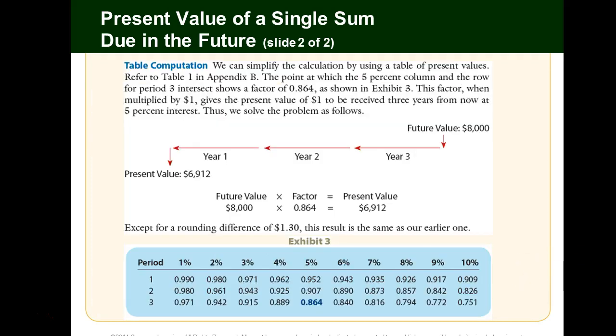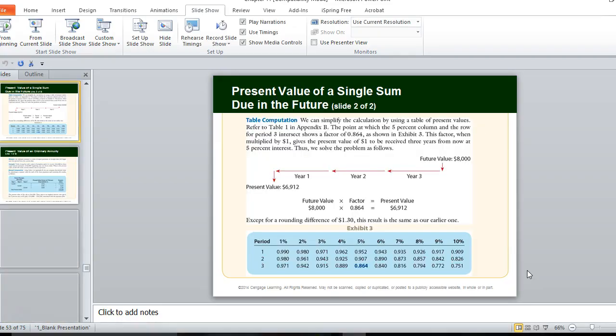We can simplify the calculation by using a table. Look at Table 1 in Appendix B. So let's go back to Appendix B and look at Table 1, which is on page 1150. Let me pull this up right here so you can see it.